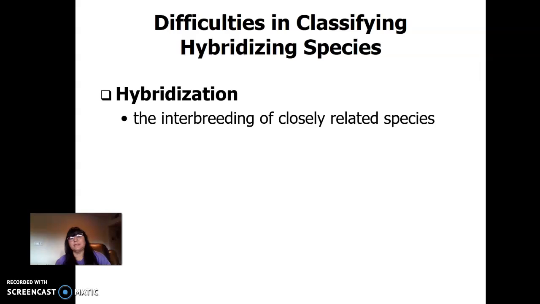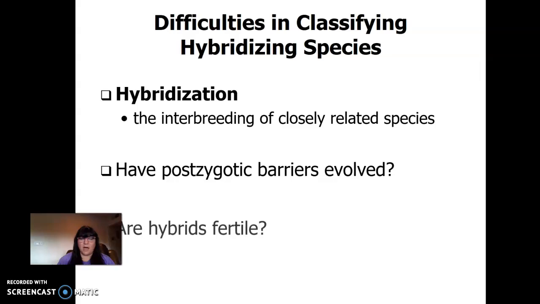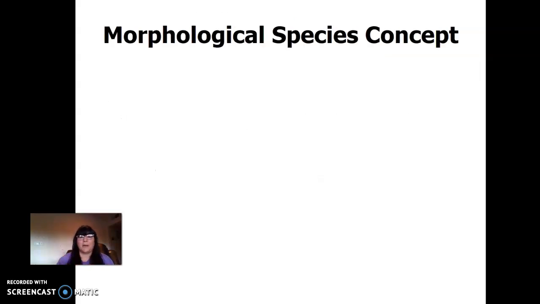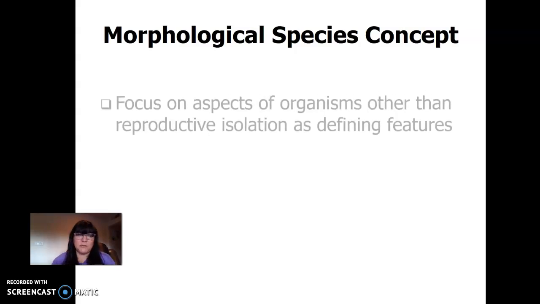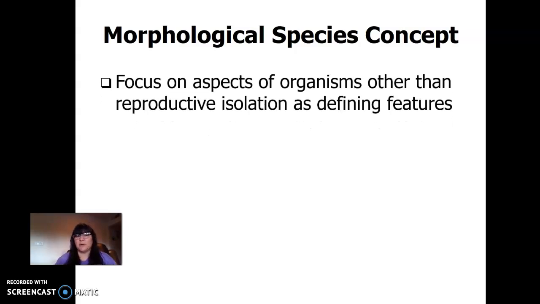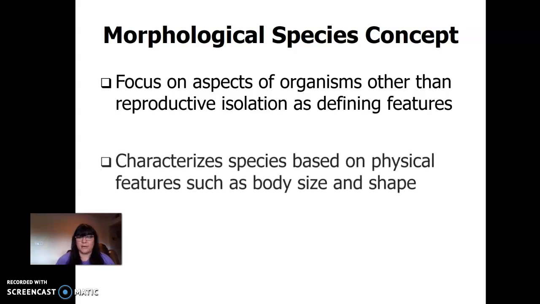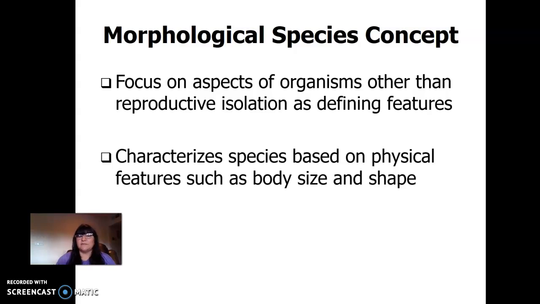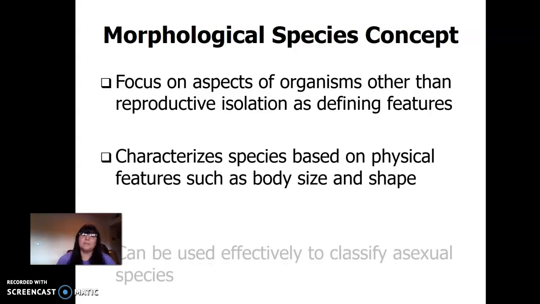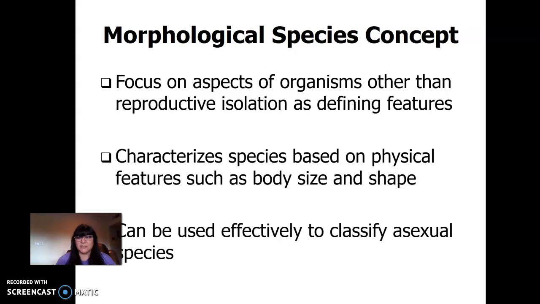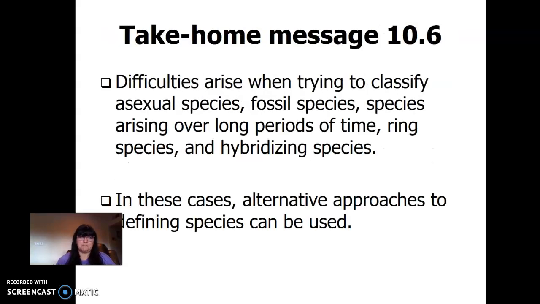Hybrids make it really difficult, right? Interbreeding closely related species, postzygotic barriers: are hybrids fertile or not? So is it a new species? Sometimes new species can arise like that, and we're going to talk about speciation. So the morphological species concept focuses on aspects of organisms other than reproductive isolation. So that's a different way we can classify organisms. It characterizes species based on physical features such as body size and shape. So we could do that. It can be used effectively to classify asexual species.